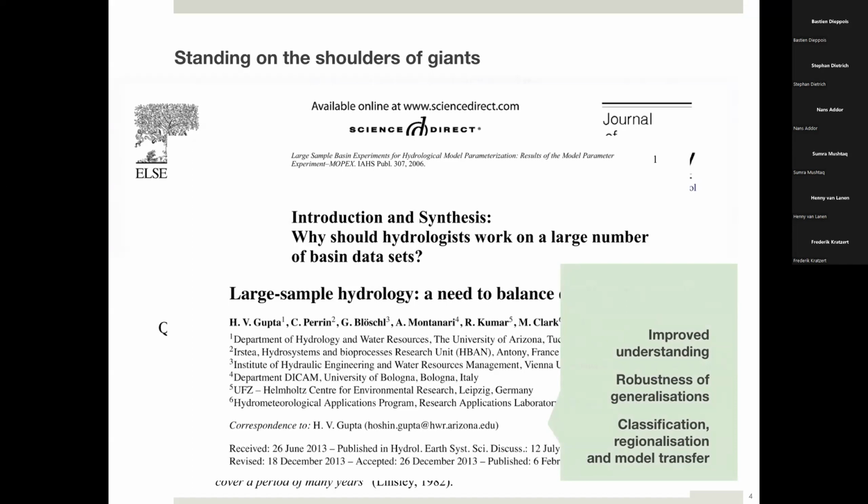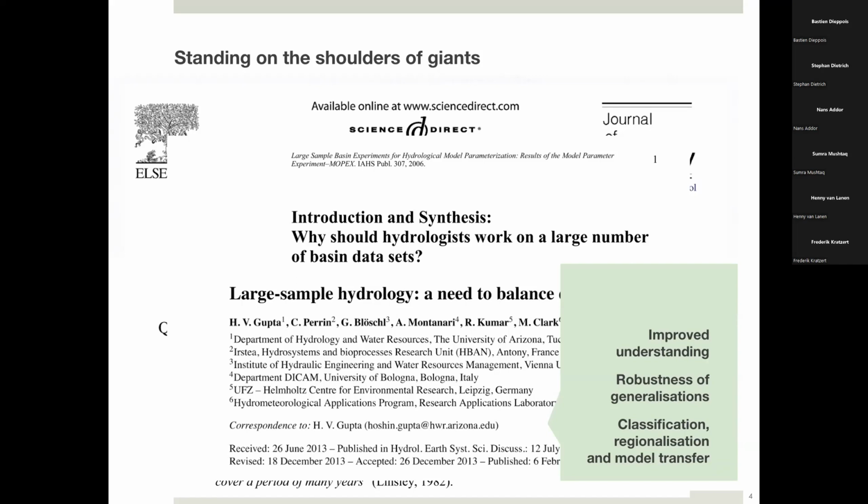One is to improve process understanding. The other is to formulate conclusions that have some statistical significance. Because as you increase the number of catchments, the risk of reporting results based on a single catchment that might be an outlier is reduced, so you end up providing more robust generalization. And obviously, these data sets are extremely useful for classification, for regionalization, and for model transfer.